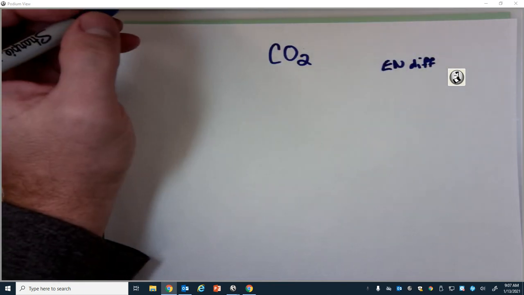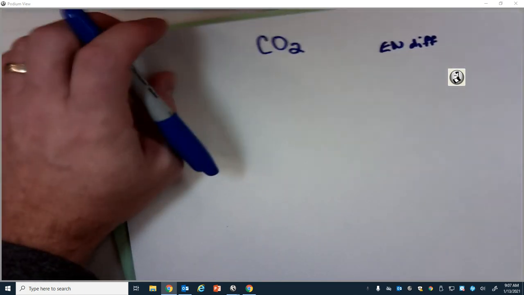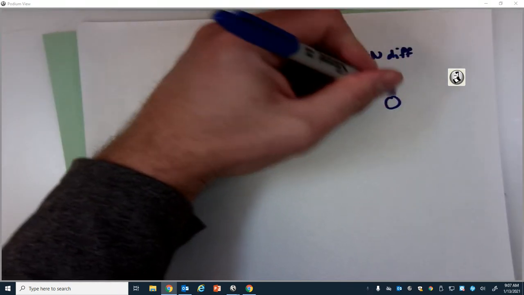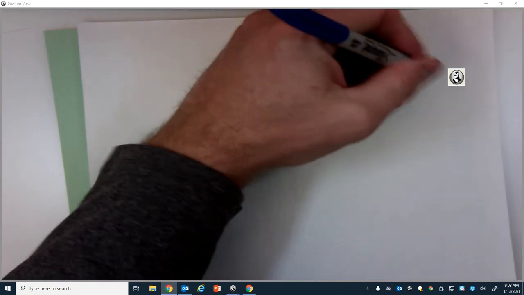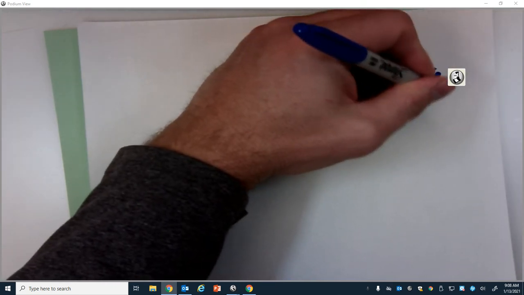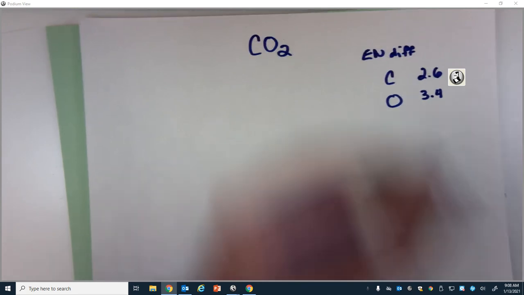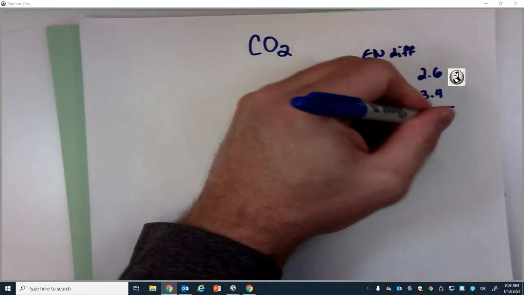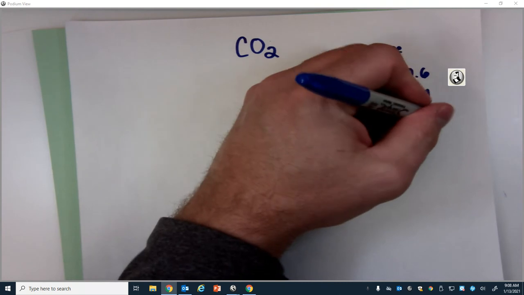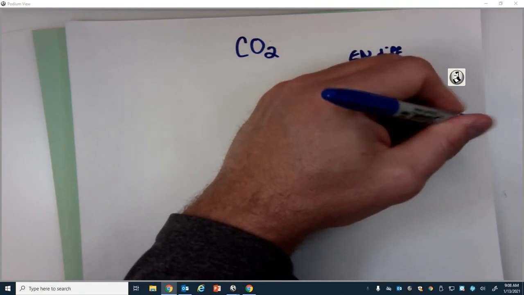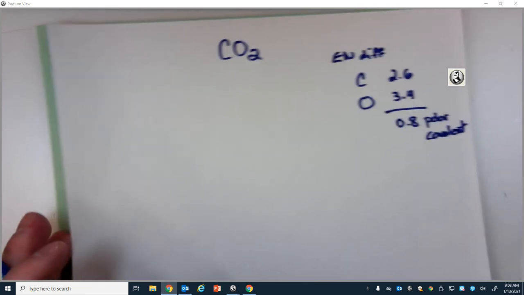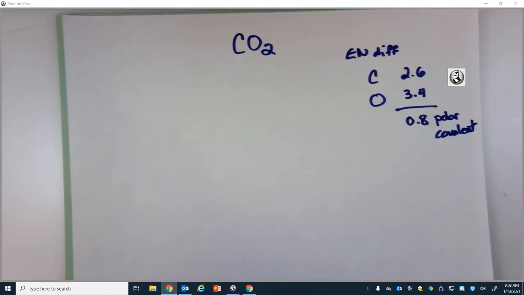Electronegativity difference, so over to the side or whatever, you've got carbon. You've got oxygen. I know oxygen's 3.4. I don't know what carbon is. Carbon is 2.6. 2.6, 3.4. All right, you do the difference between those, you get 0.8. Because it's 0.8, it's said to have polar covalent bonds. So all this work has to be done. I highly recommend writing it down because it helps train your brain for the process.